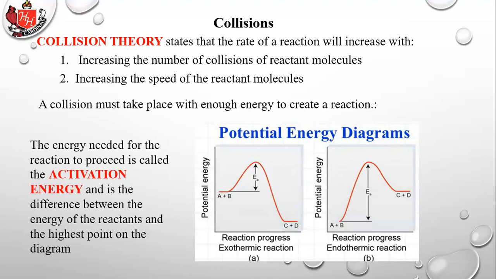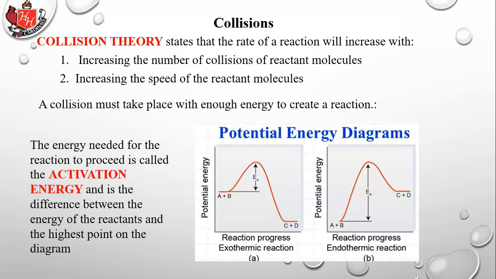So the energy needed for the reaction to proceed is called the activation energy, and is the difference between the energy of the reactants and the highest point on the diagram. So these are called potential energy diagrams. You should recognize them and know how to interpret them.